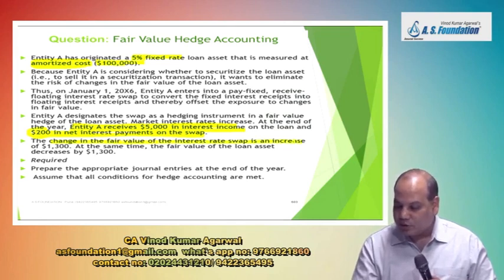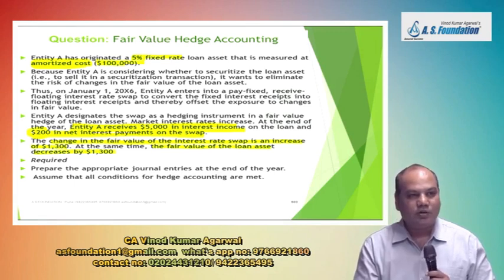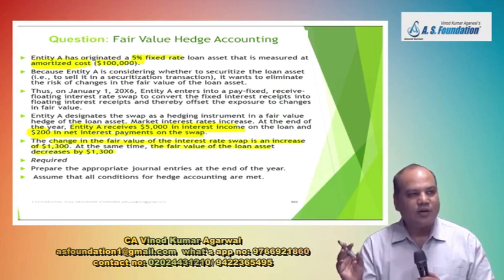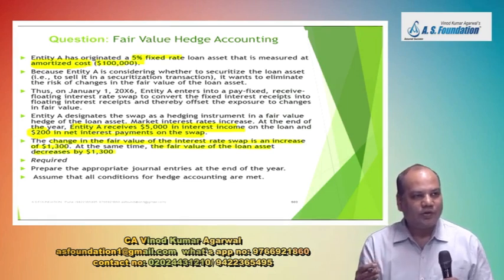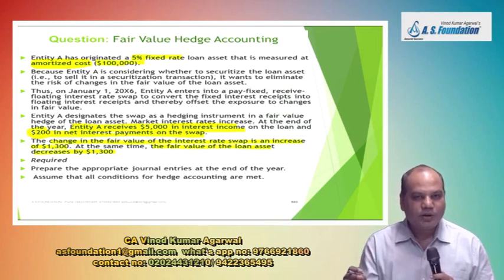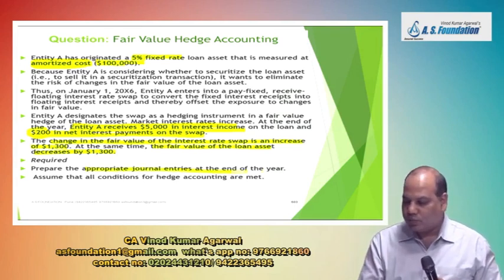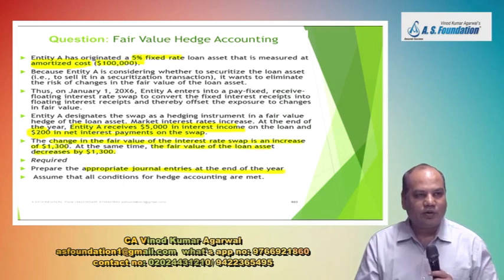The change in fair value of the interest rate swap is an increase of 1300. Gain on derivative. The fair value of the loan asset decreases by 1300. Loss on loan asset, exactly 1300. So it seems the hedge is highly effective. The loss is compensated by the gain on the derivative. What you have to do is just pass 4 journal entries at the end of the year.